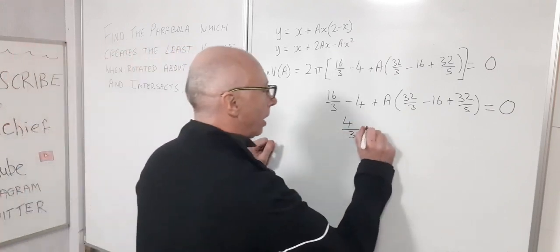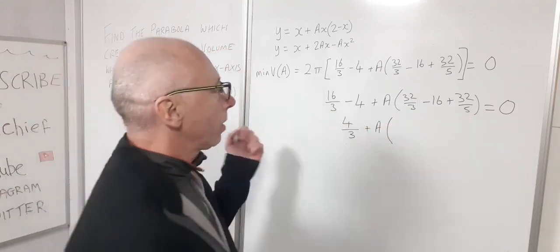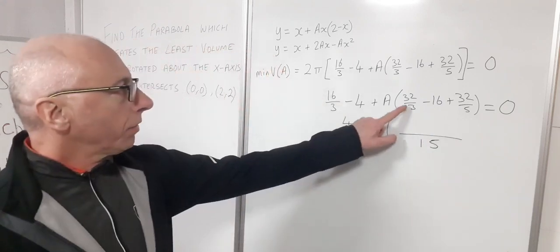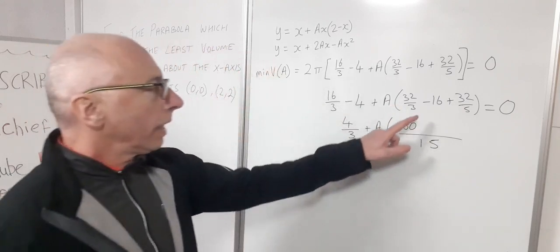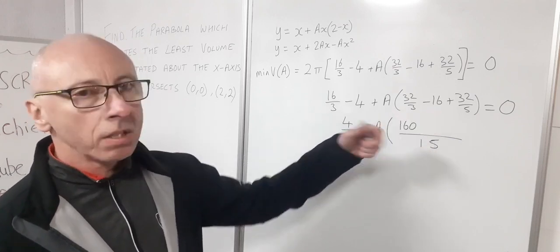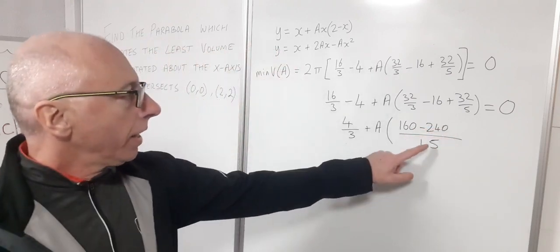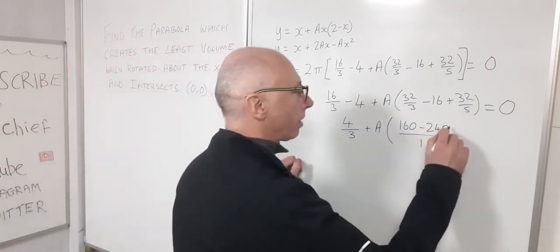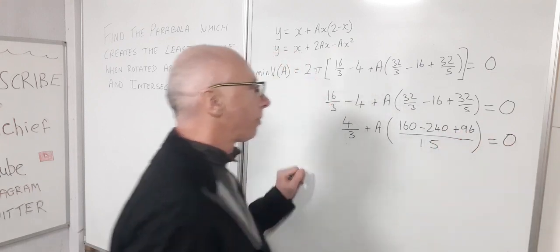That's the equivalent of what that one would be. Here I've got plus A. So common denominator here, 15. So let's do that. 5 3s are 15. So everything over 15. So I'll have to multiply this by 5. 5 times 32 is 160. Now this one over 15, I'll have to multiply that by 15. So 16 times 15 is 240. So minus 240. And then 3 with this one. So that's going to be 96 over 15. So I need to add 96. Okay. And this is all set to 0.